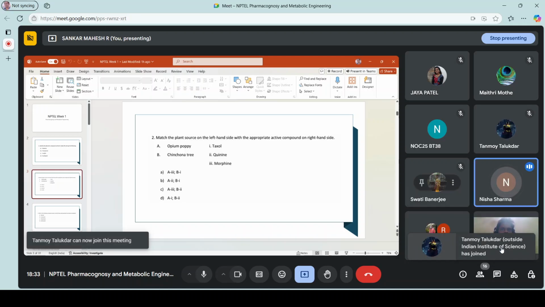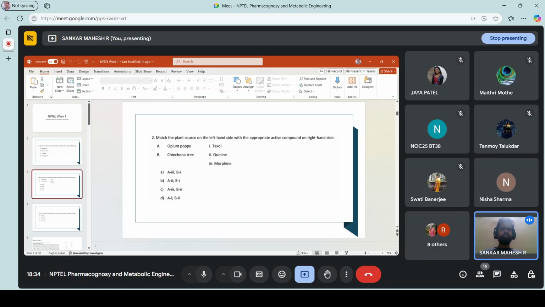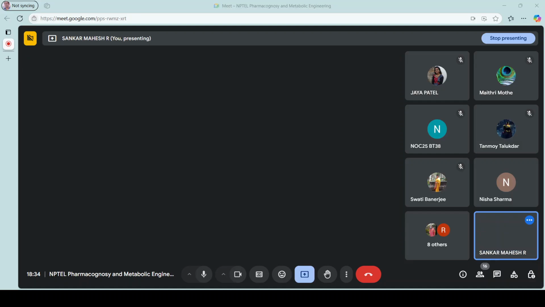Morphine is an analgesic. It reduces pain. Quinine is anti-malarial. And Taxol? Anti-cancerous. And where do we get Taxol from? Taxus brevifolia. Right. So people are aware of this. Good. You can mute your mic. We'll go to the next question.